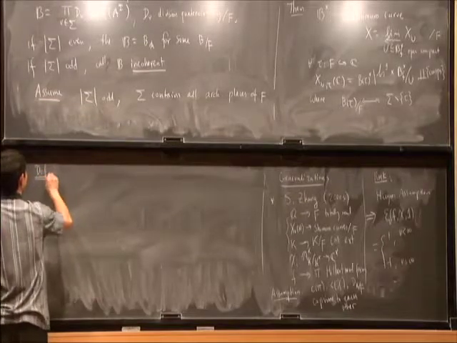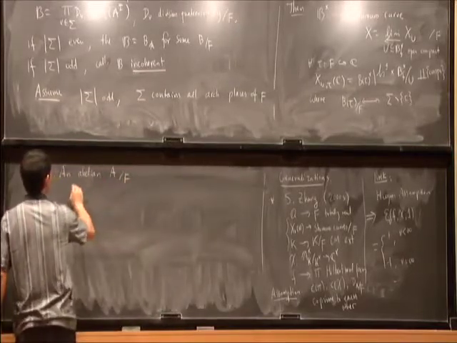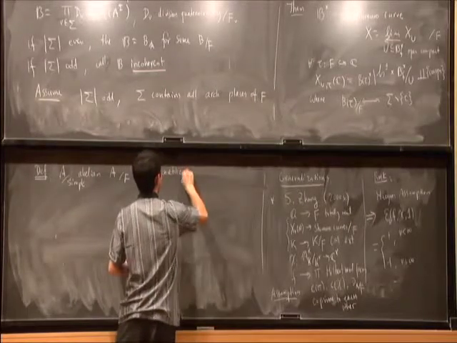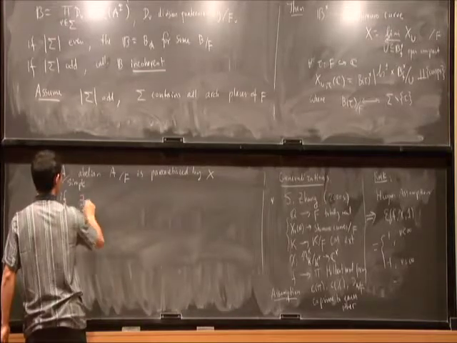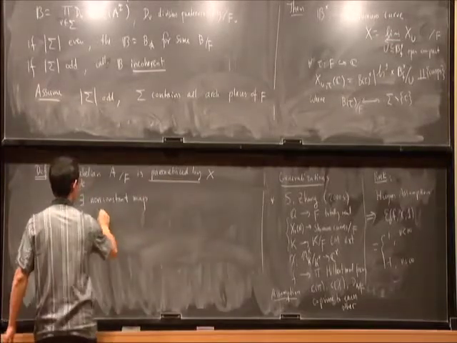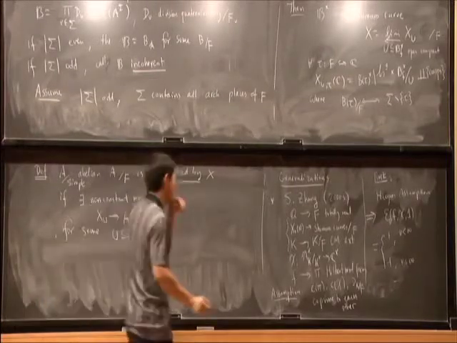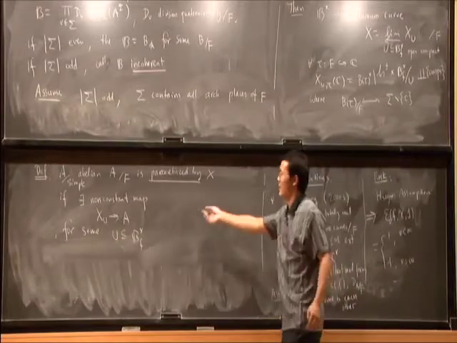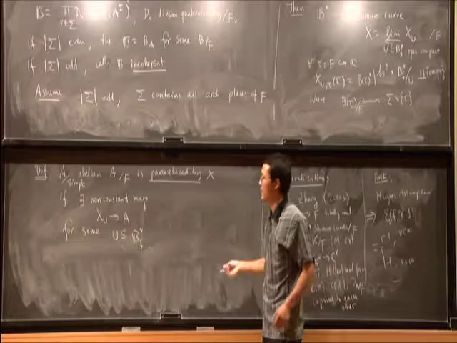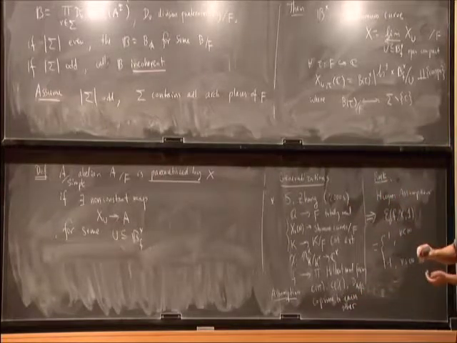Now we make a definition. A simple abelian variety A over F is parameterized by X if there exists a non-constant map X_U to A for some open compact subgroup U. So this definition is analogous to the modularity parametrization. If A is parametrized by X, then A will be automorphic. But we require a little bit more: it's automorphic and we require some Jacquet-Langlands lifting to B to exist.